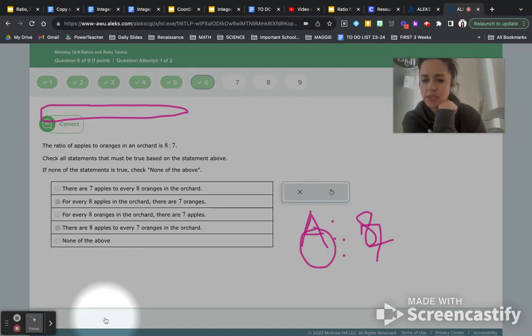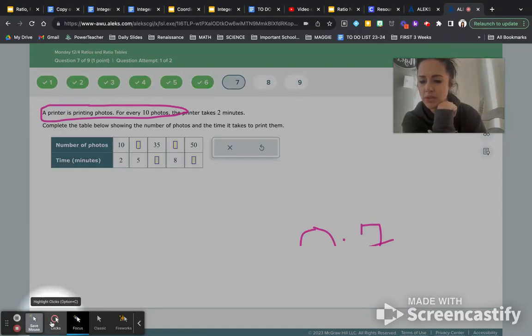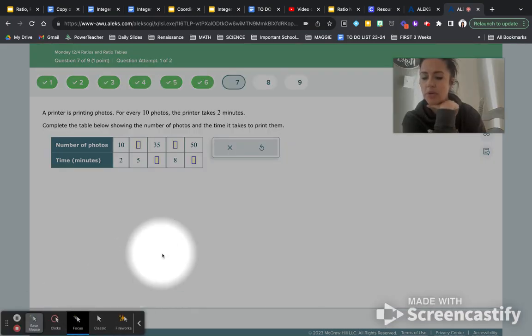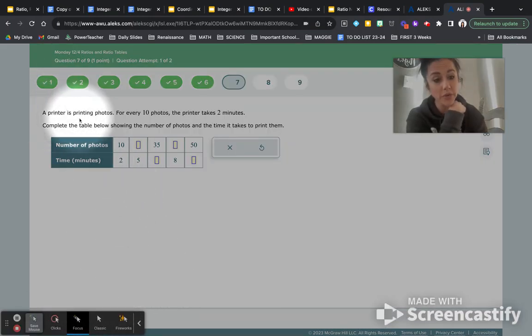Here we go. Next one. I need to figure out how to clear your screen. There we go. Okay, so here we go. A printer is printing photos. For every 10 photos, the printer takes 2 minutes. Sadly, that printer is a lot faster than the one we have here at school. So for every 10 photos, the printer takes 2 minutes.